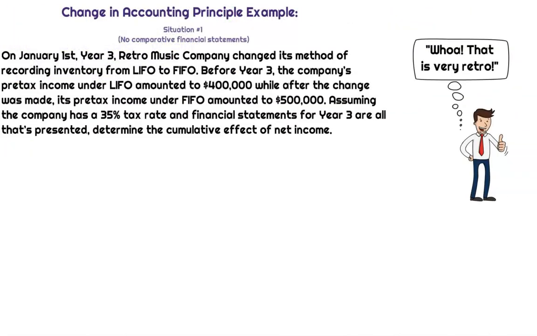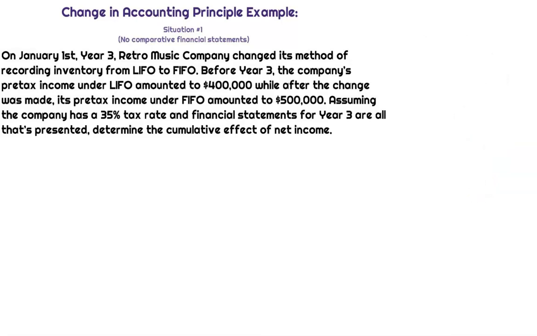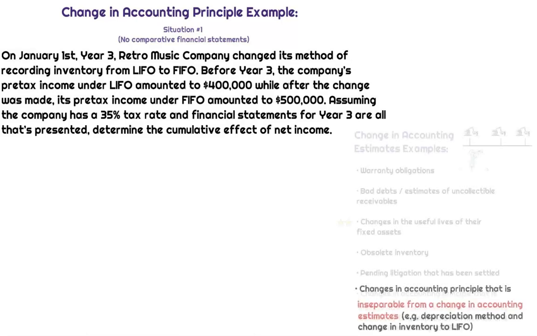Whoa, blast from the past, right? So we're going backwards in time. So in our first scenario, we're saying that we have no comparative financial statements, all right? So on January 1st, year 3, Retro Music Company changed its method of recording inventory from LIFO to FIFO. Okay, LIFO to FIFO is in the clear. If it was FIFO to LIFO, then it would be indistinguishable, right? It would be inseparable from a change in accounting estimate. But because we're going LIFO to FIFO, this is going to be a change in accounting principle.